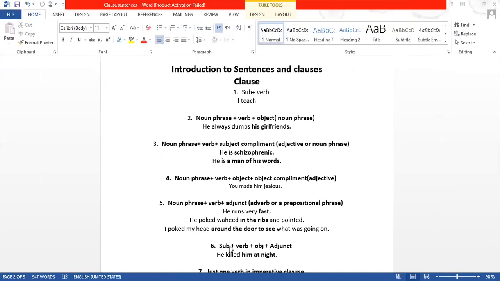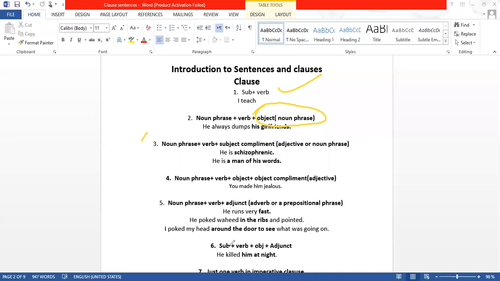For example, see this first one: I teach. So I is the subject and teach is the verb. Another way of writing a clause is that it can have an object as well. And what is an object? It is a noun phrase. For example, he always dumps his girlfriends. So girlfriends is the object. We can write this clause in another way.